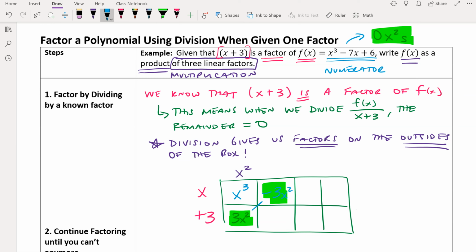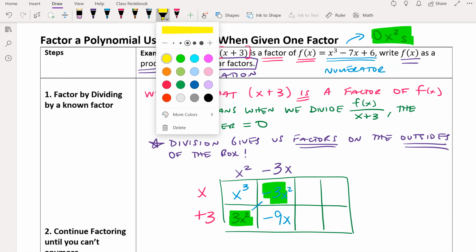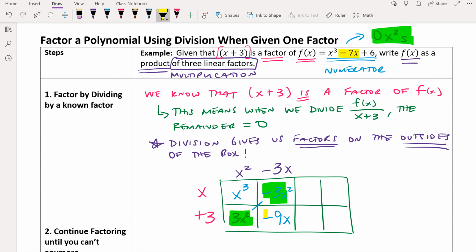All right. Then we need to continue to fill out the top. So we get negative 3x. Let's keep going. 3 times negative 3 is negative 9x. How many x's do we see? We see negative 7x, so we know that this negative 9 and whatever goes in here needs to add up to negative 7. So we're going to have positive 2x. And then 2 is going to go on top.